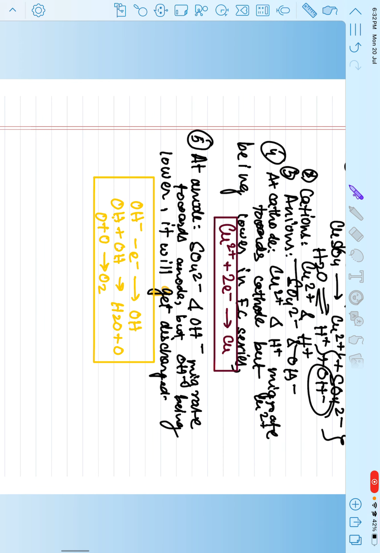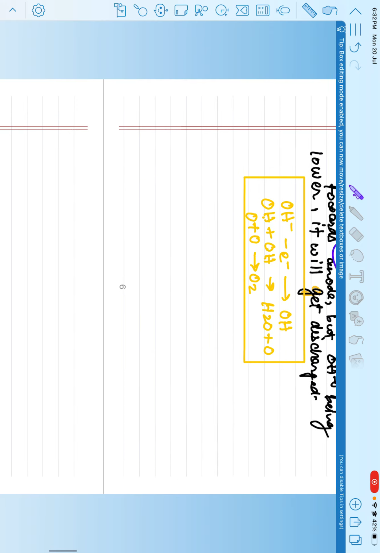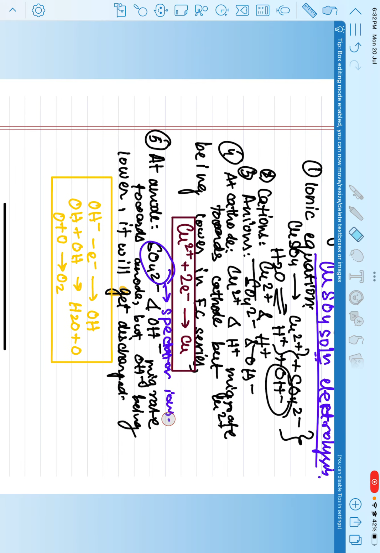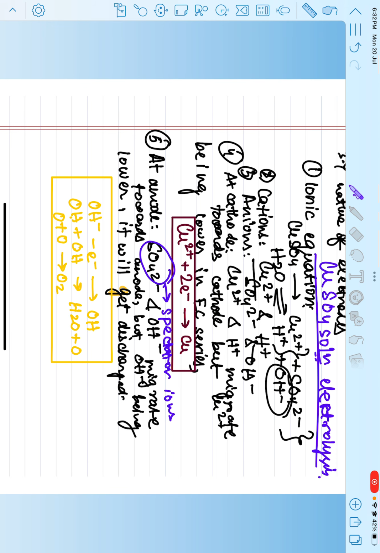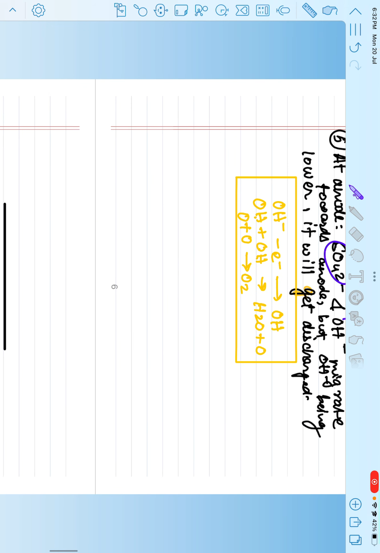And at anode, both sulfate ion and OH minus ions migrate, but OH minus ion is lower, right? So it gets discharged. This sulfate is also called the spectator ion, because it does nothing, it just comes and spectates, that is, keeps watching. So we call it a spectator ion. Yeah, I hope you got it. The OH minus loses an electron to get OH, OH plus OH gives H2O plus O, and O plus O gives O2.